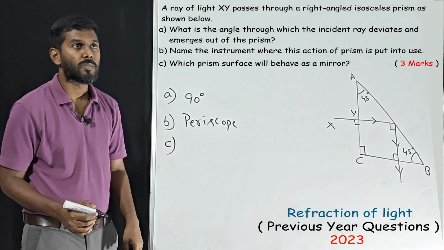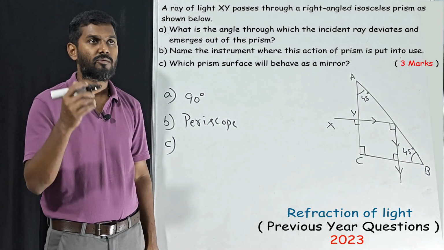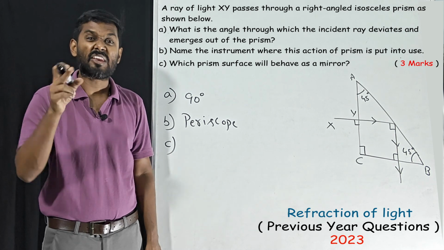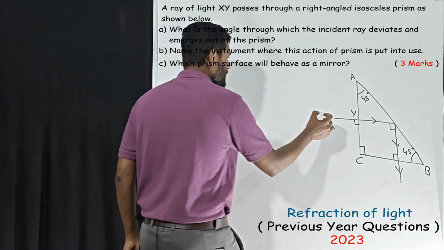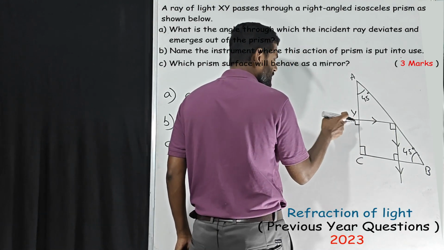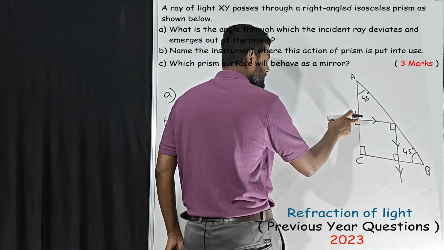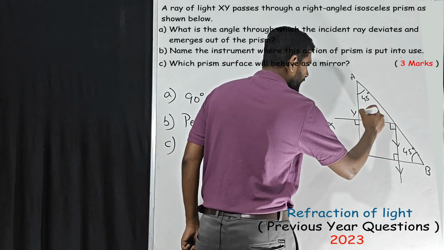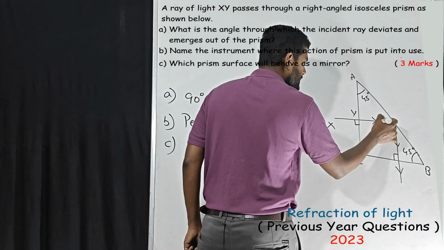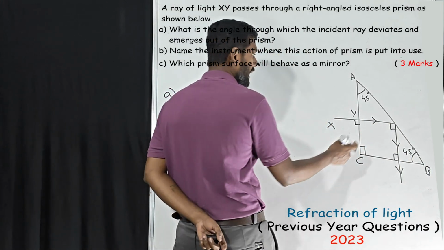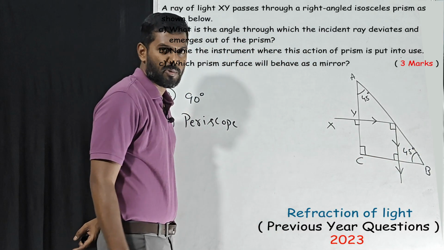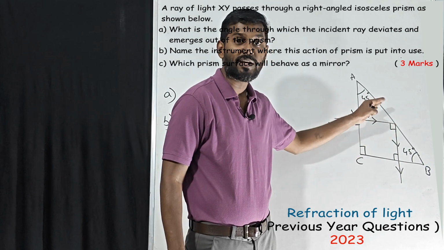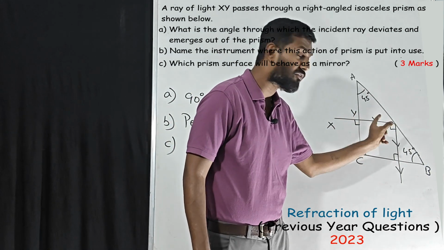Next, which prism surface will behave as a mirror? What do you mean by mirror? Mirror means reflection should happen. Say this is refraction going, refraction means there should be some deviation. Anyhow, angle of incidence is 0, angle of refraction is also 0. So here it is taking a turn, correct? There is a turn, that means it is reflecting back. See, if the angle of incidence is less than the critical angle, it would have gone out of the prism. Here the angle of incidence is greater than the critical angle, that is why it is reflecting inside.